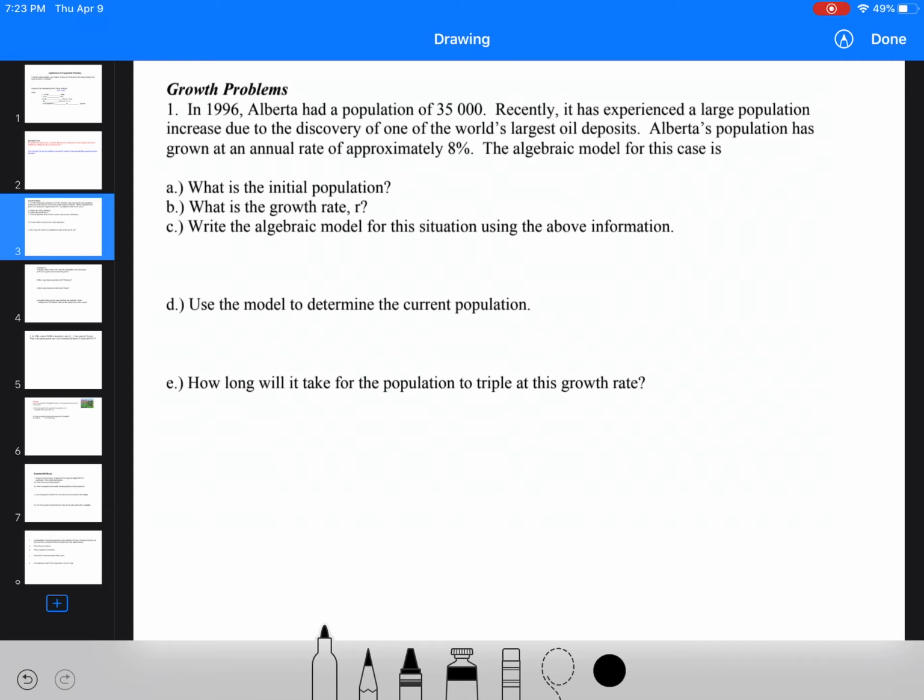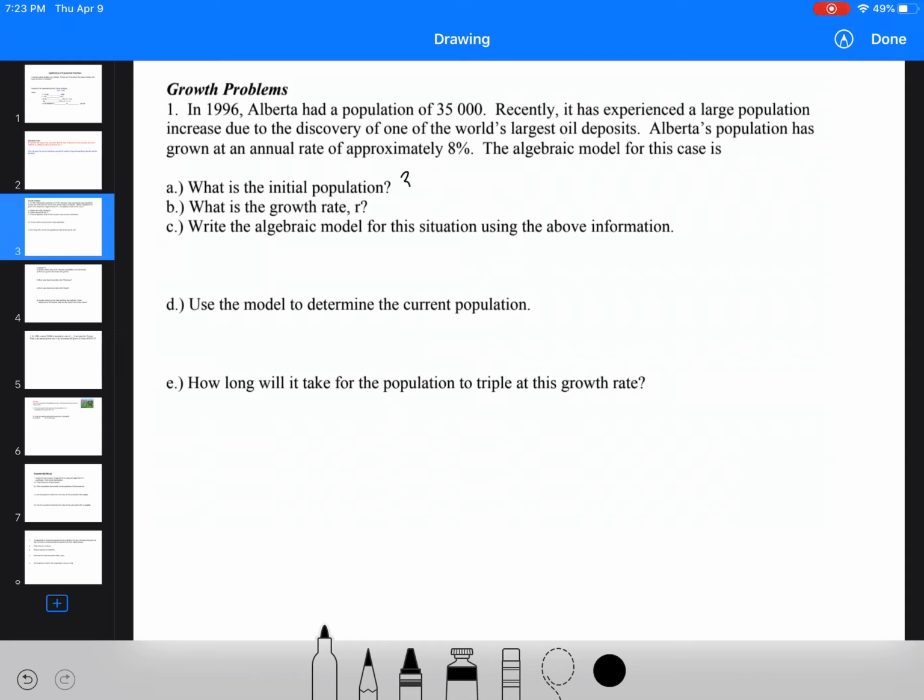Okay, so first example, growth problems. In 1996, Alberta had a population of 35,000 people. Recently, it experienced a large population growth due to the oil deposits. More recently, it's lost that, but I didn't change the example. Alberta's population has grown at a rate annually of 8%. The algebraic model for this case is.